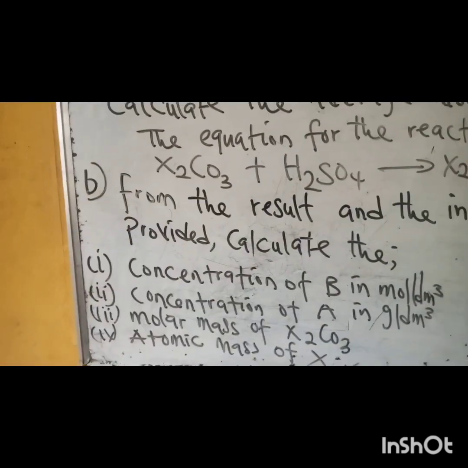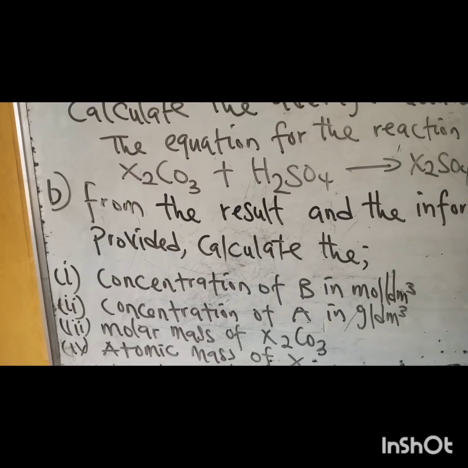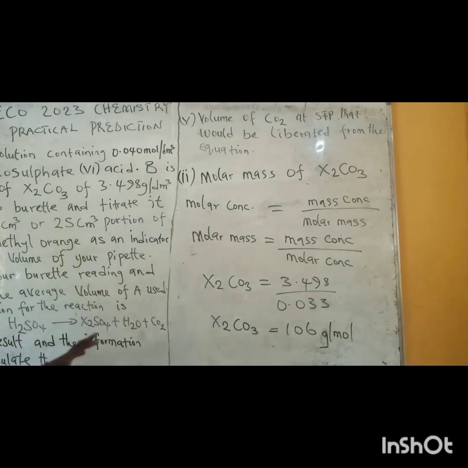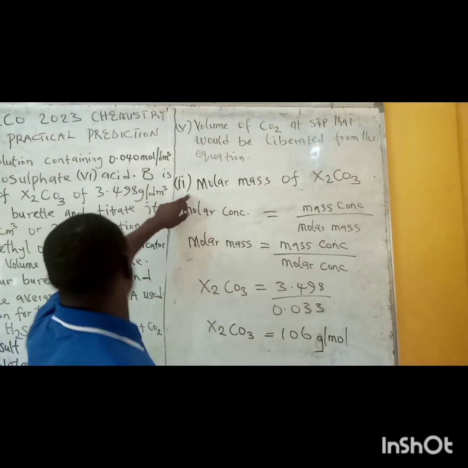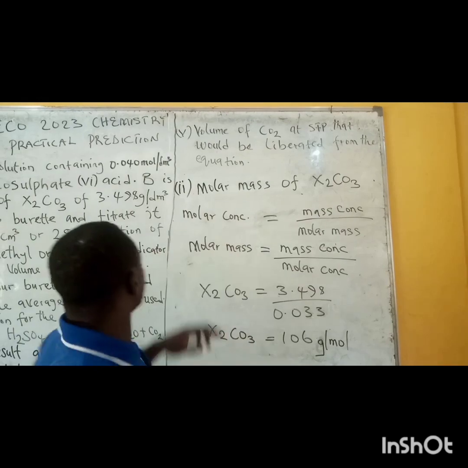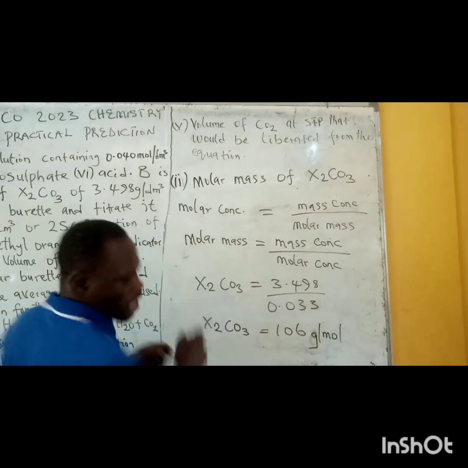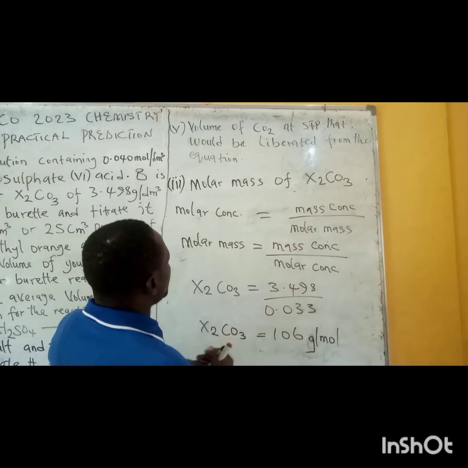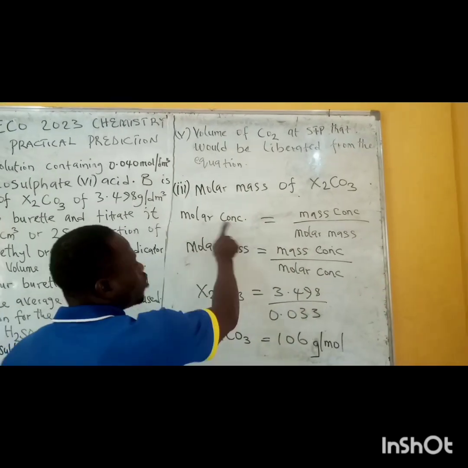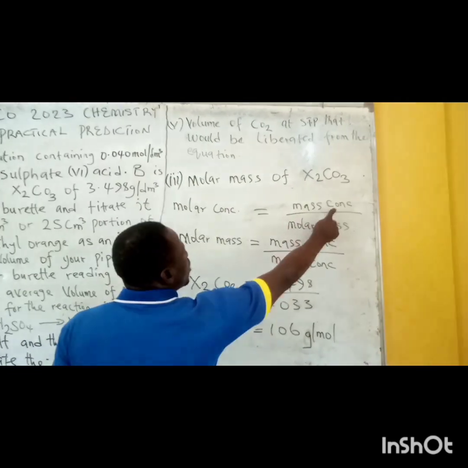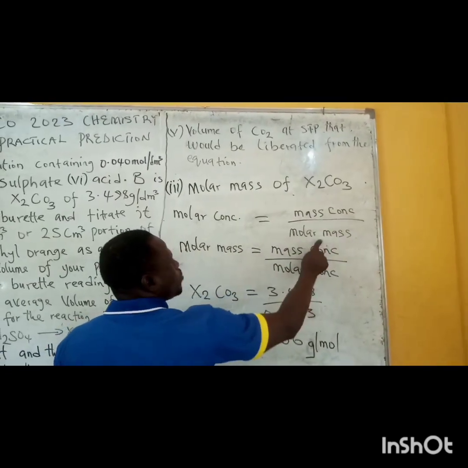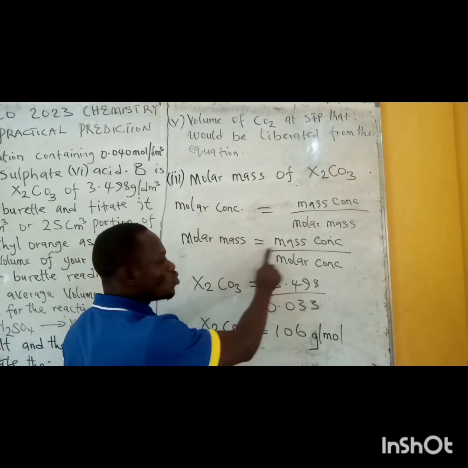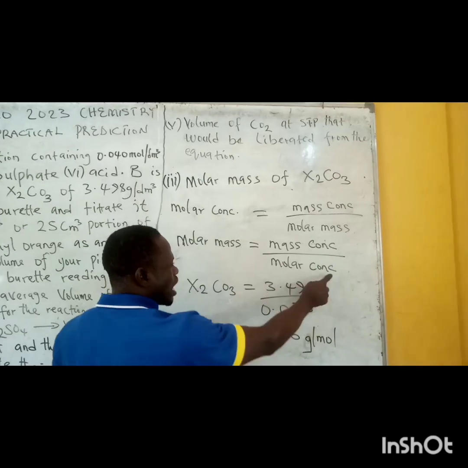The next one is the molar mass of H2CO3. Sorry, the third question is to calculate the molar mass. Of course, we are still going to use the same formula: molar concentration equals mass concentration over molar mass. We are making molar mass the subject of the formula, so molar mass will be equal to mass concentration over molar concentration.